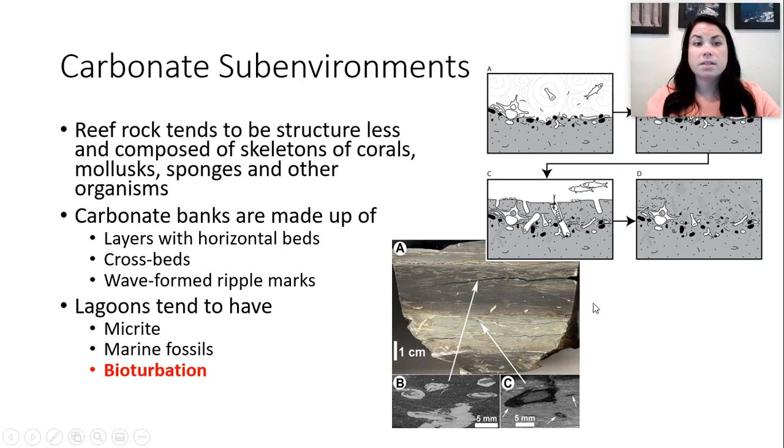Okay, let's look at some carbonate subenvironments. Reef rock tends to be less structured and is composed of skeletons of corals, mollusks, sponges, and other organisms. Carbonate banks are made up of layers with horizontal beds or cross-bedding, or maybe even wave-formed ripple marks. And lagoons tend to have micrite, marine fossils, and bioturbation.